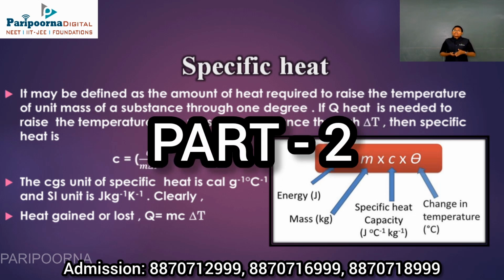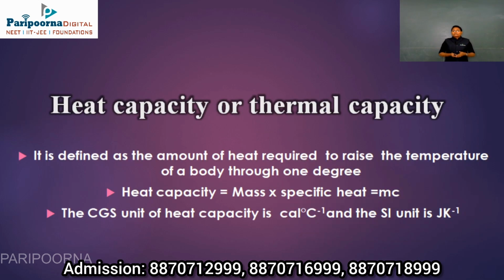Temperature, that here we have represented as ΔT. Here comes the heat capacity or thermal capacity. It is defined as the amount of heat required to raise the temperature of a body through 1 degree. So, heat capacity is equal to mass into specific heat, that is m into c. In CGS, the unit of heat capacity is calorie per degree Celsius, and in SI unit it is joule per kelvin.